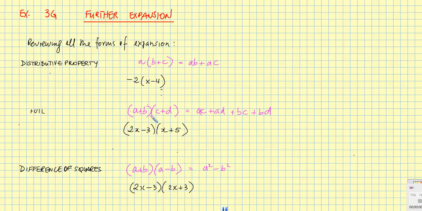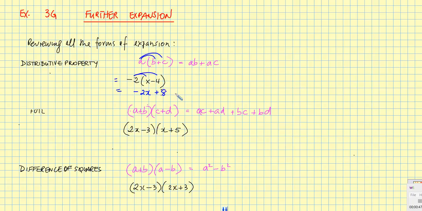So very quickly, if we are multiplying a monomial by a binomial, that would be the first case we have here, a times bracket b plus c, then we would be using the distributive property, so we would have a times b plus a times c. So giving an example, negative 2 times x minus 4 would give us negative 2x, and then negative 2 times negative 4 gives us positive 8.